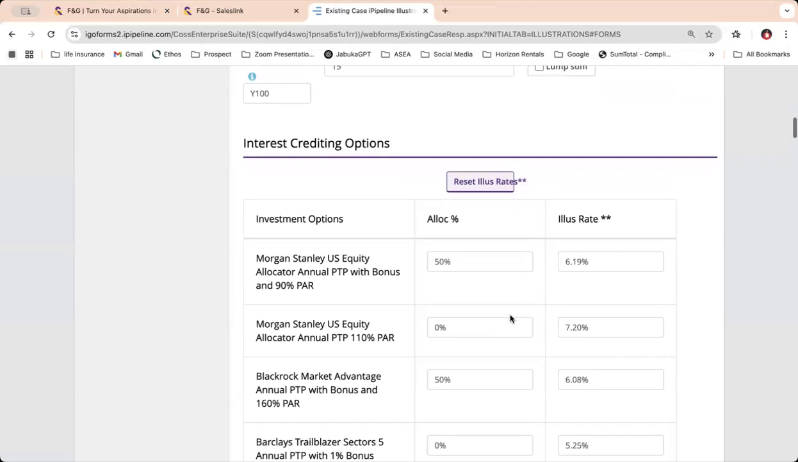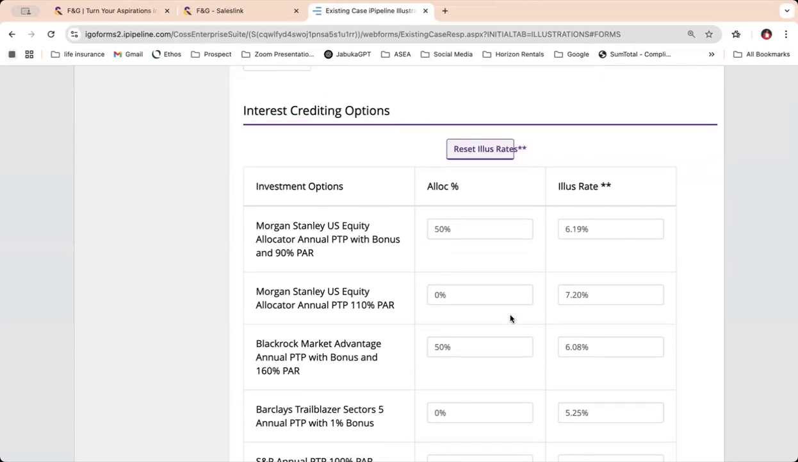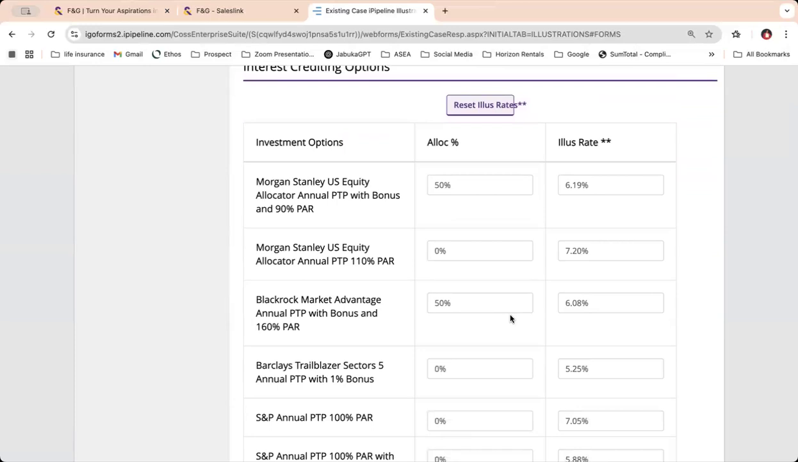All right. So now here on the interest and crediting options, what do we do here? We change it: 33, 34, 33. On the first one 34, second one 33, third one 34, which will make the total of 100. What did you say again, Lorette? You said 33, 34, 33? No, 34, 33, 34.